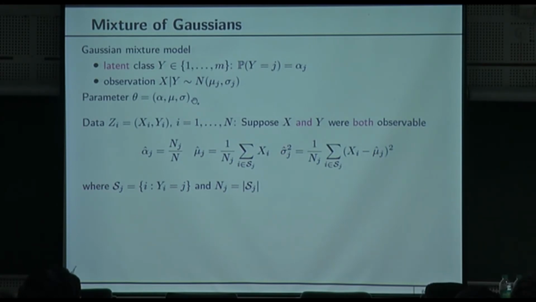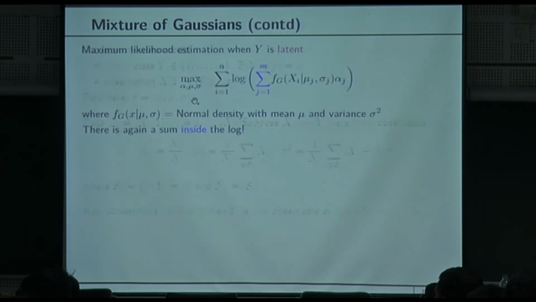So again, if I know the class labels, I can estimate the parameters very easily. Just like with the coin example, if I knew which coin I picked, I can estimate the parameter very easily. But what if now I don't know the y's? Suppose the y's are not observable, or latent. Again, if you think about it, this is what is going to happen.